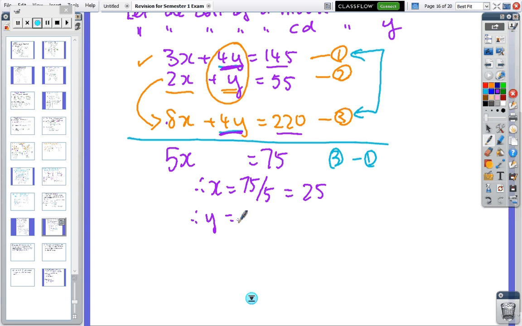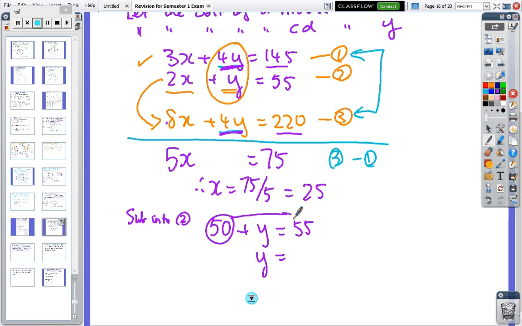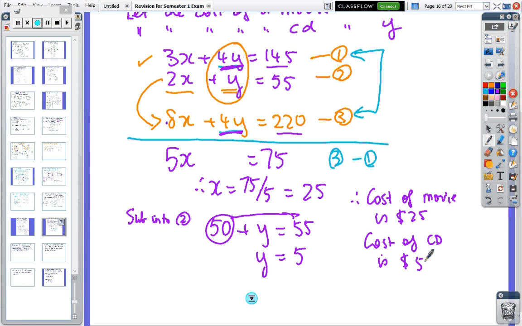Therefore, y, we'll have to sub it into something, so let's rub that out. So we'll sub that into number 2. So 2x equals 50 plus y equals 55. And so 50 goes across, becomes a 5. So finish it with the word question answer. What cost of movie is 25. Cost of a CD is 5.